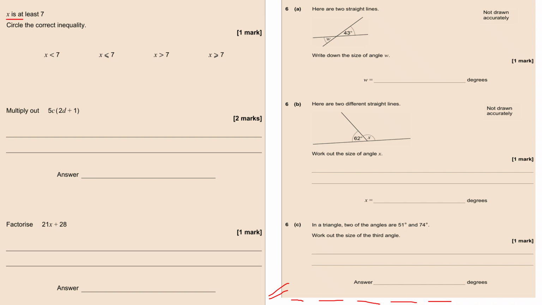We are told that x is at least 7, a second inequality. So if x is at least 7, that will be greater than or equal to 7, because at least means the minimum. It doesn't mean x is less than or equal to 7. At least is one of those words that's quite funny. So at least means the bare minimum. So the starting point would actually be 7, so I'm going to circle that as my answer.